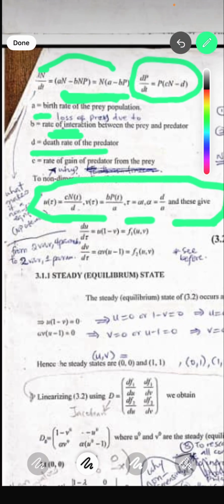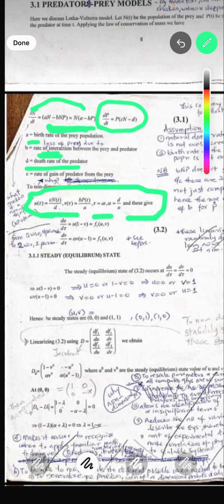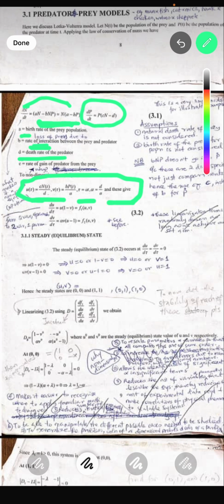These are parameters that they predefine so that they will try to make it simple. If you notice, at the end of the day they'll be having simple formulas like du over dt equals u into 1 minus v, and dv over dtau is equal to alpha v into u minus 1. And you see here f1(u,v), f2(u,v): function 1 in terms of u and v, and function 2 in terms of u and v. That was the reason for non-dimensionalizing, one of the reasons, to reduce it to the simplest form.